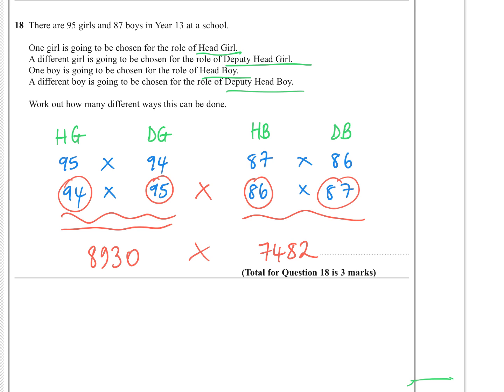8,930 times 7,482, which is 66,814,260 ways.